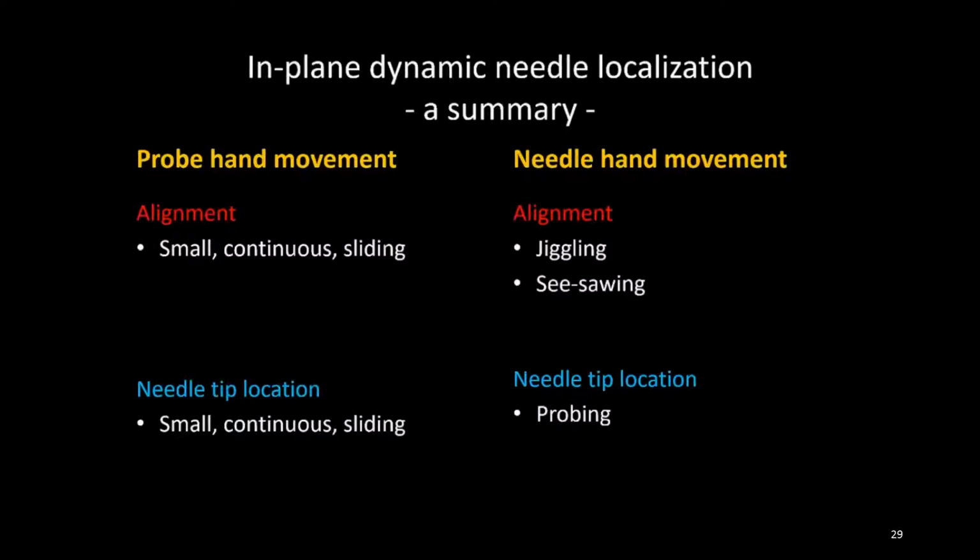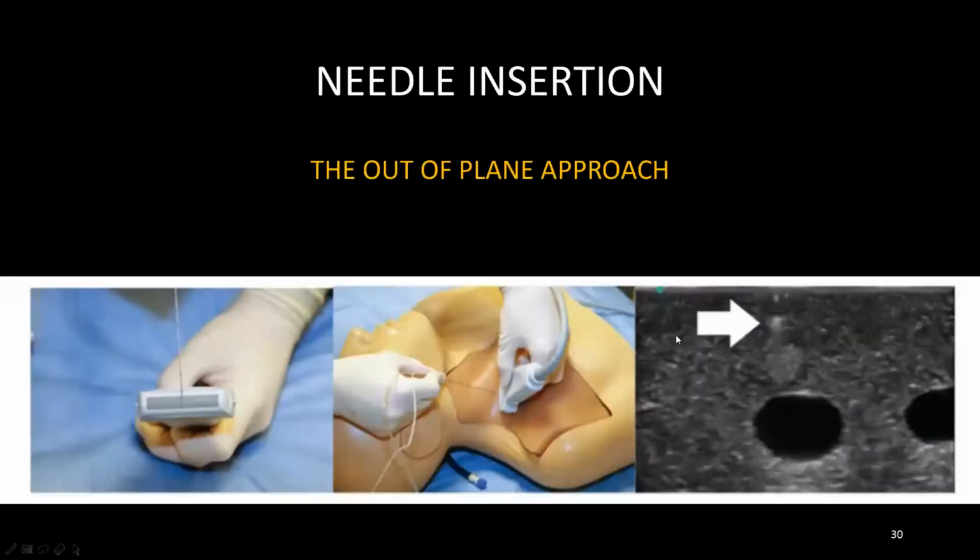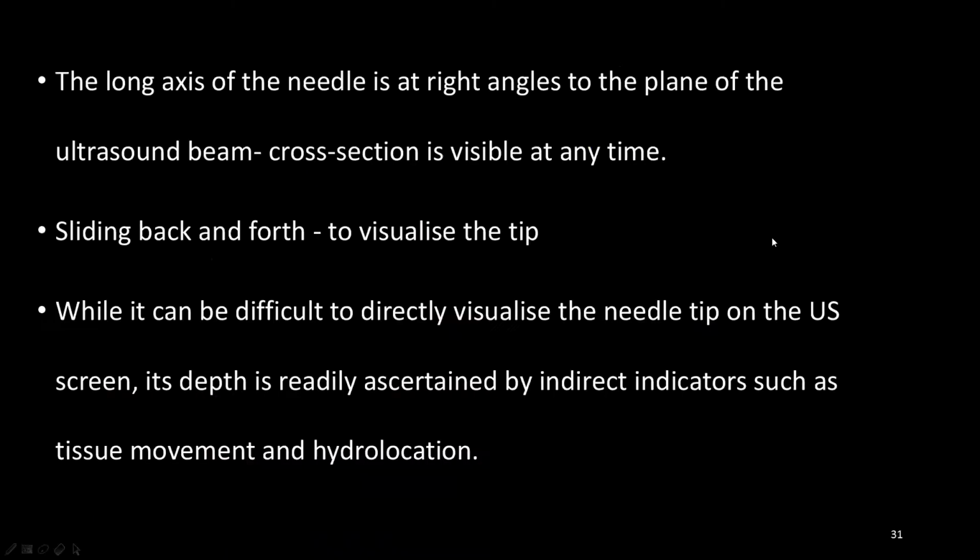To summarize the in-plane dynamic techniques, whenever we are doing a probe movement, our hand should always be small. We should always make small, continuous and sliding movements. In case of the needle hand, the other hand, to get a perfect alignment, we can go for jiggling, seesawing action. And when we look for the needle tip location, we can just probe the fascias so as to get the needle tip location.